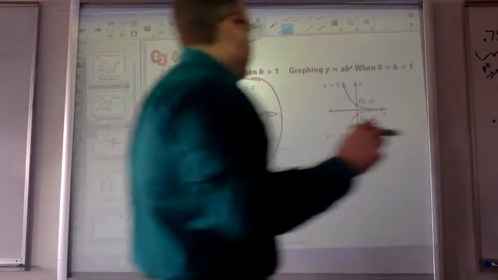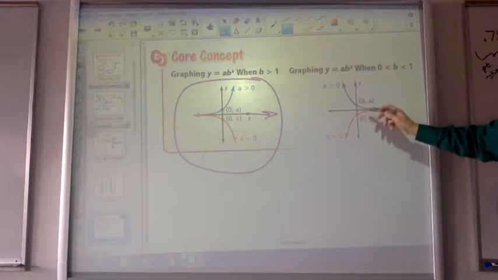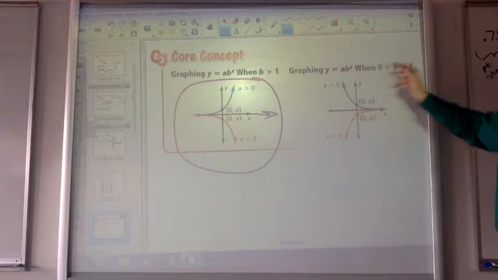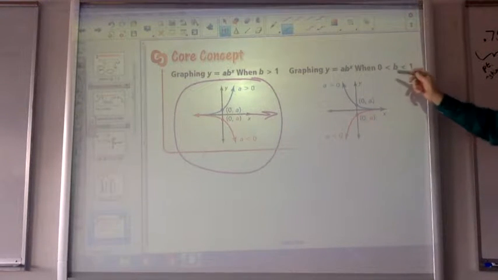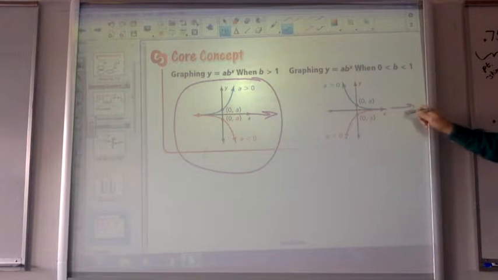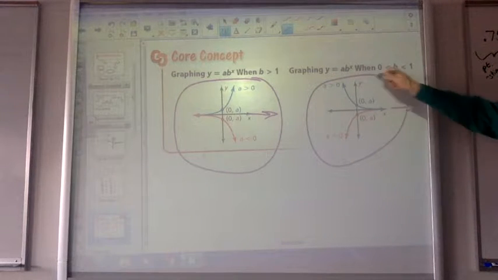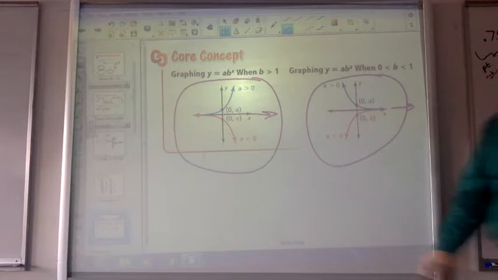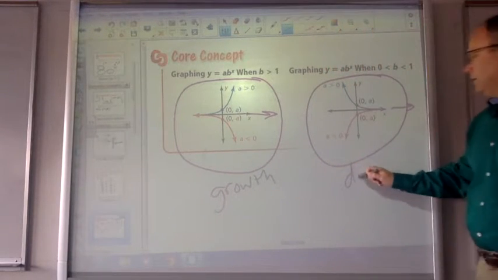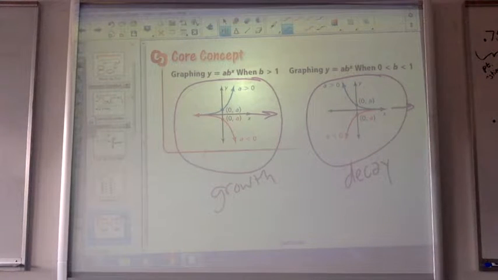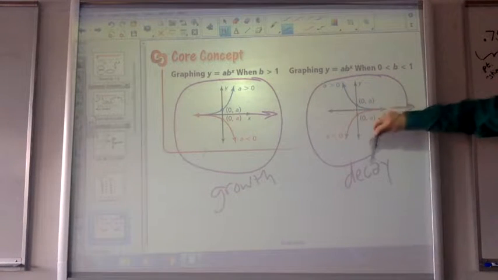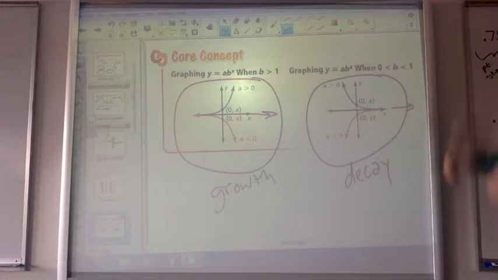So let's look at this next one. When A is greater than 0, so look at this, but then I have a fraction. I have between 0 and 1, or a decimal. Between 0 and 1, this is coming to the x-axis as I go this way. Agree? So these are growth, and these are decay. So as I'm going to the right, we're losing less. As I'm going to the right, I'm not growing that fast. I'm losing my growing ability.